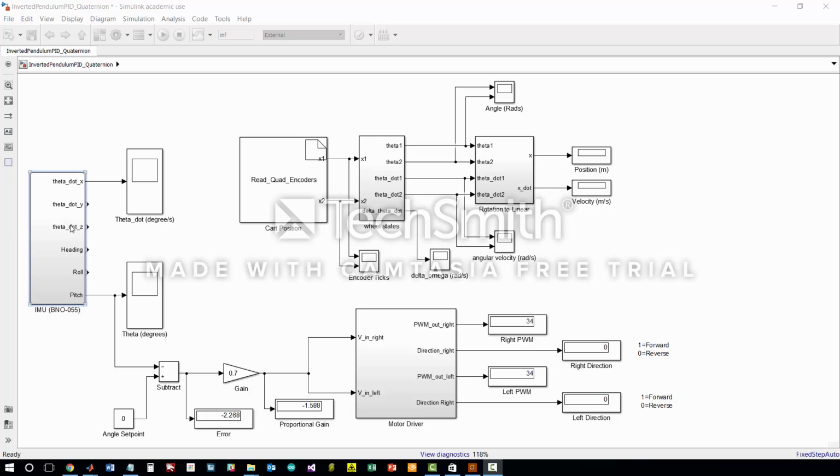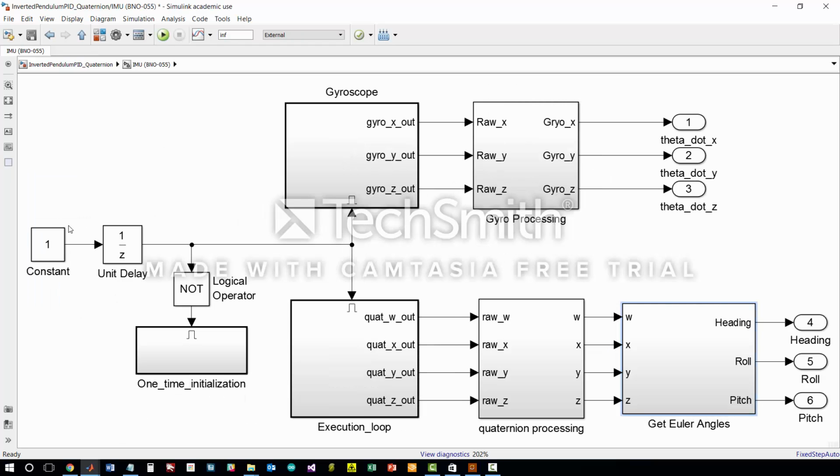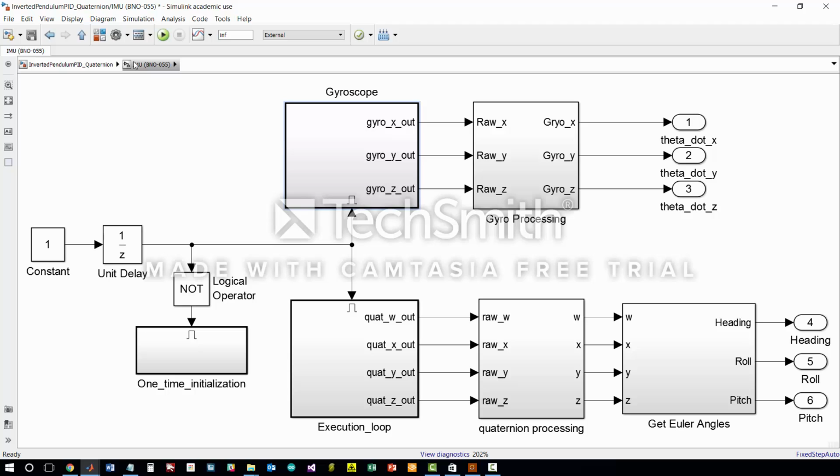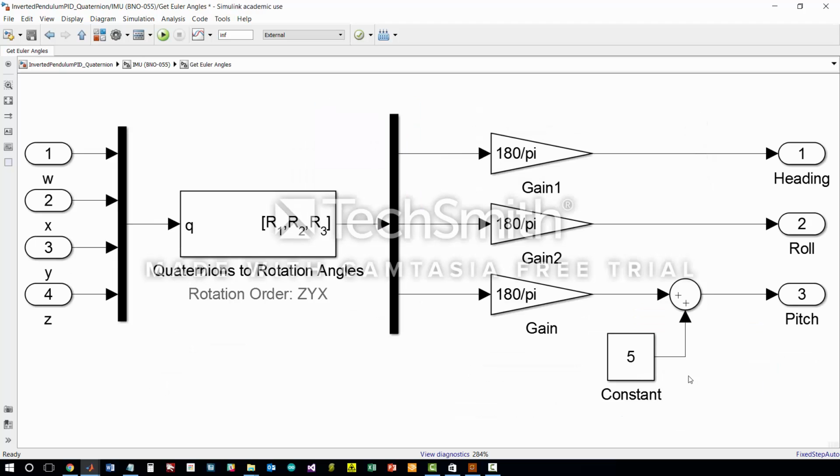This block here serves as the driver for the BNO-055 IMU. As you can see here, basically it's just a simple implementation of Arduino I2C communication blocks. The values I'm interested in here are gyroscope angular velocity values and also quaternions. The quaternions are then converted to Euler angles using a built-in conversion block from Simulink.